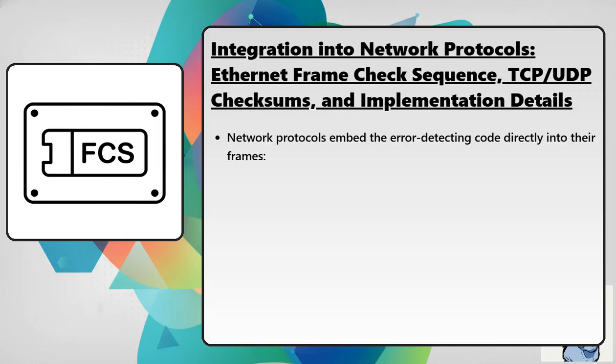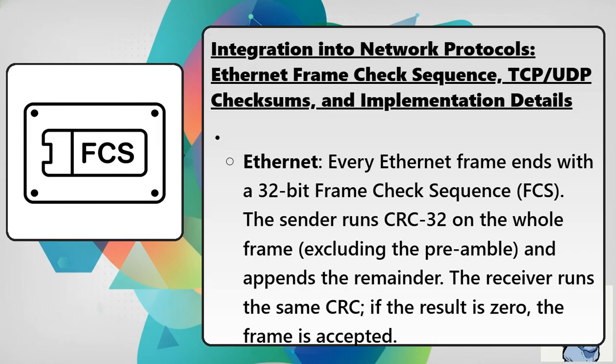Network protocols embed the error detecting code directly into their frames. Ethernet: every Ethernet frame ends with a 32-bit frame check sequence, FCS. The sender runs CRC32 on the whole frame, excluding the preamble, and appends the remainder. The receiver runs the same CRC. If the result is 0, the frame is accepted.